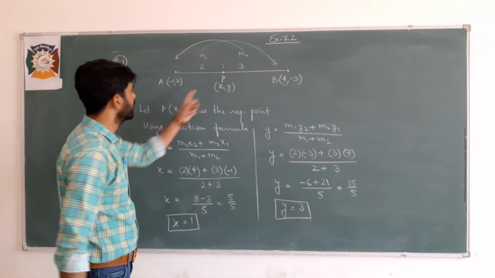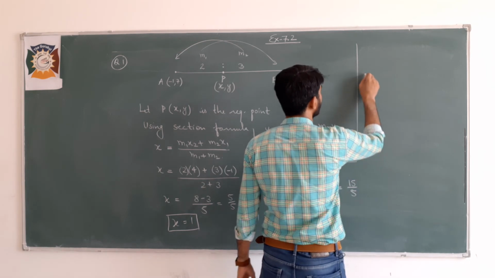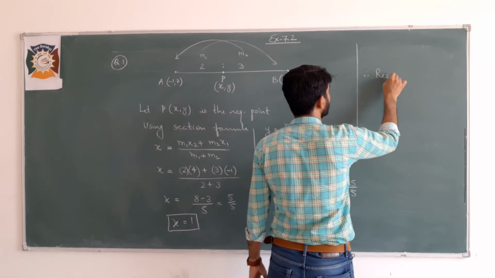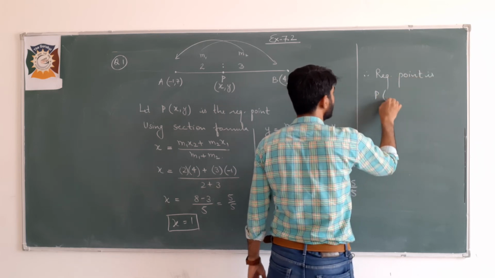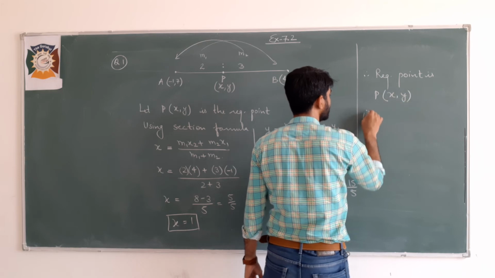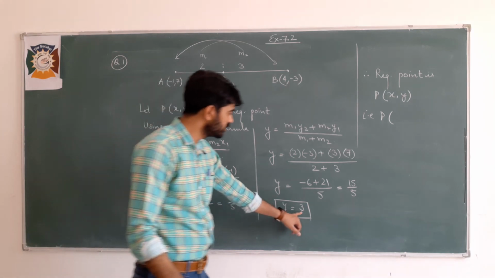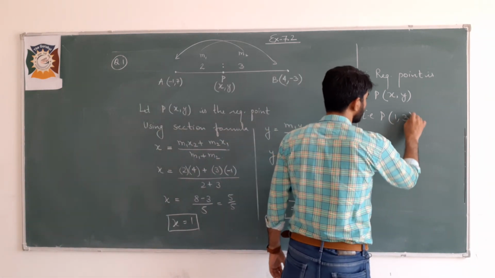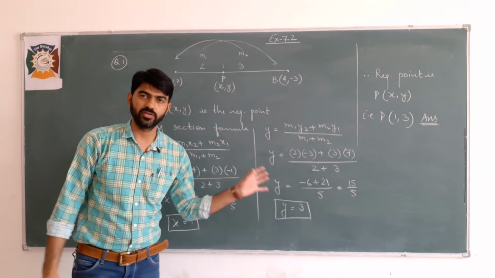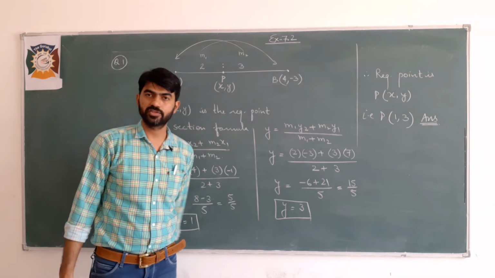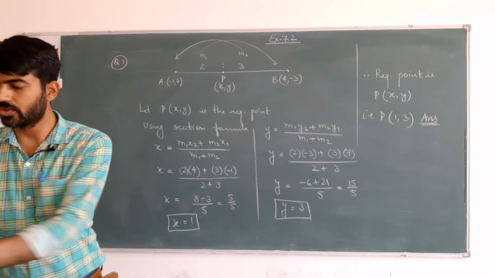Therefore, what is the required point? Therefore the required point is P(x, y), and what is the value of x? 1 and y 3. So it is (1, 3). This will be our answer. This way by using section formula we can solve the questions. I think next question you can do on your own.